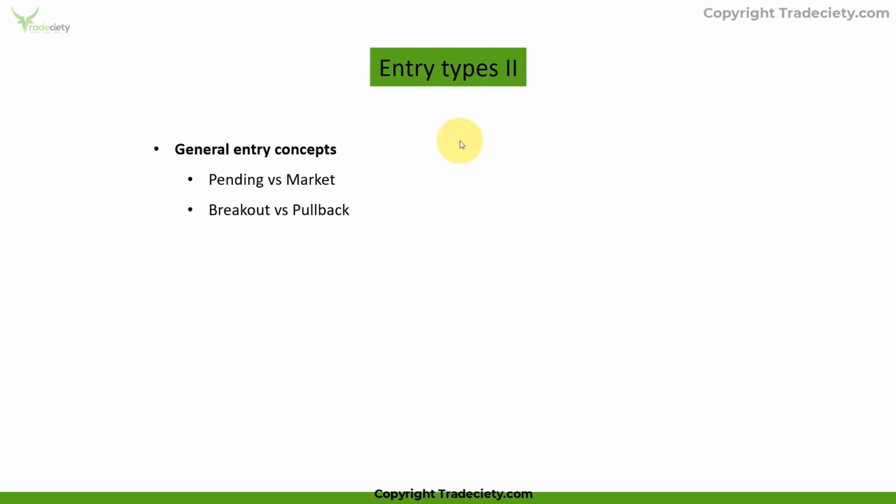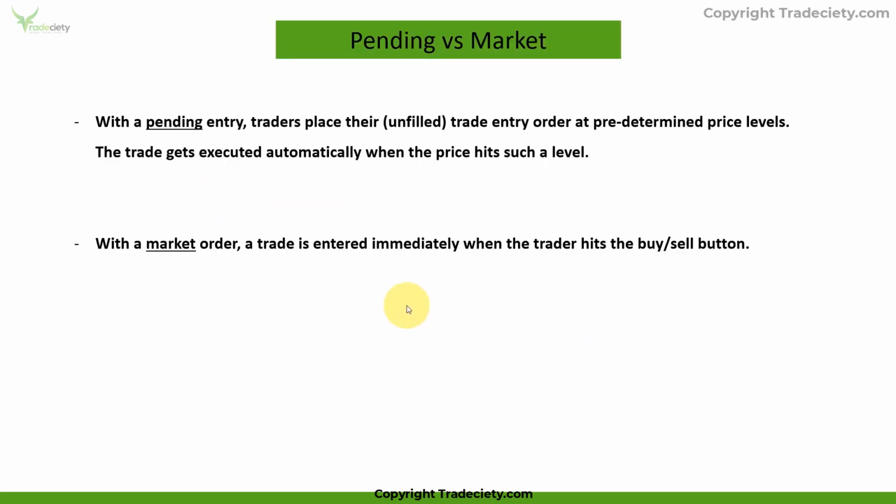And when we look at the entry types, we can distinguish between pending and market and breakout and pullback orders. And we're going to look at all of them now. First of all, we're going to focus on what is a pending versus what is a market order. And there's a huge but very obvious difference between pending and market orders. With a pending entry, you can place your trade entry at a predetermined price level, and then your broker will automatically get you into the trade when the price is at that level.